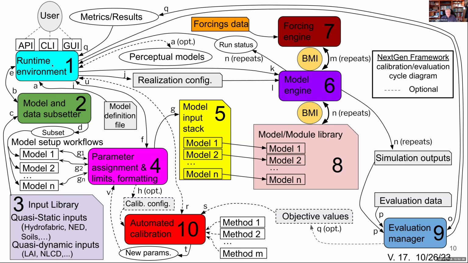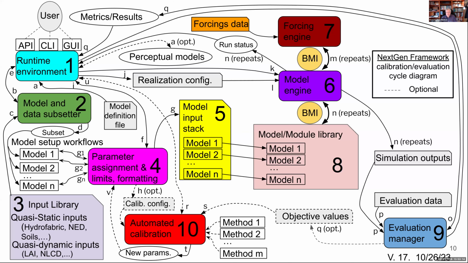And now the loop would cycle again with the runtime environment calling this parameter assignment routine, saying, okay, there's a set of new parameters that have been estimated, read them and recreate the model input stack, and let's continue the loop. So that's the Rube Goldberg view of the NextGen framework. And as you can see, this is version 17 of this figure. We've been developing it for about 2 years. But each one of these numbered components is a standalone thing that does one thing, with lots of options, of course, but does it well. So it enforces the separation of concerns and testing.